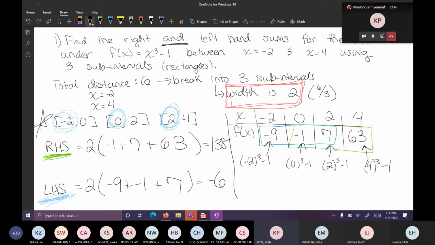I have one more. So the -2 and 0, the 0 and 2, and the 2 and 4 that you got, where you put the star next to it. How did you get those?